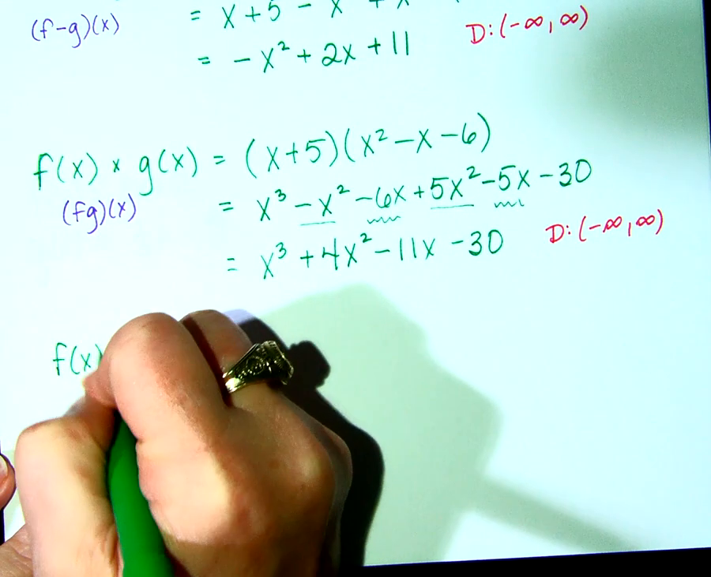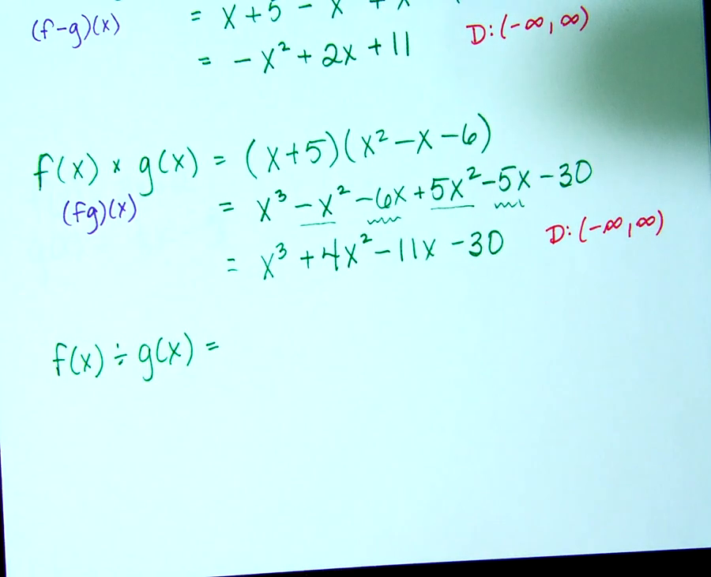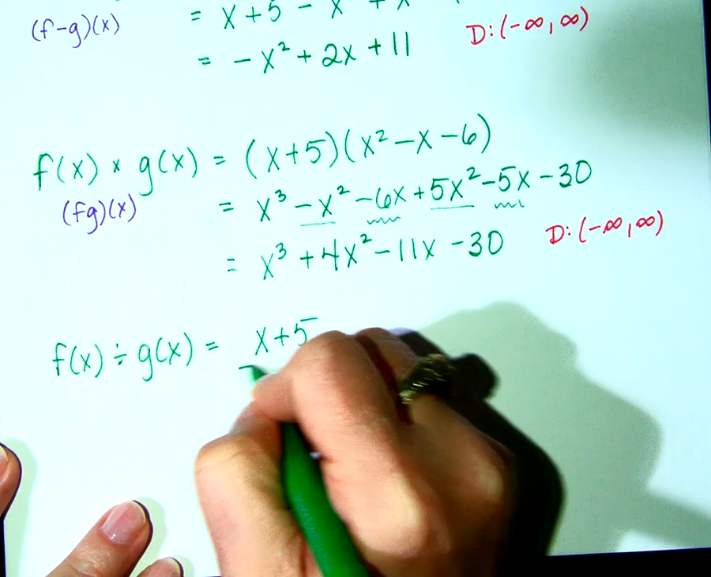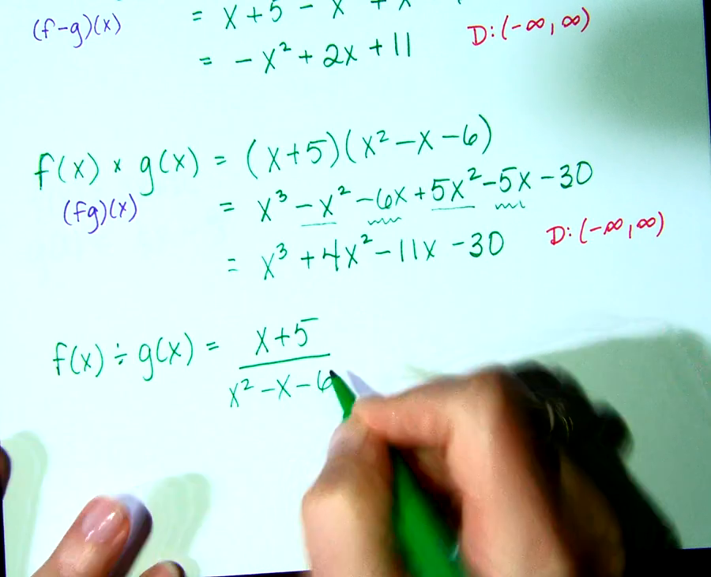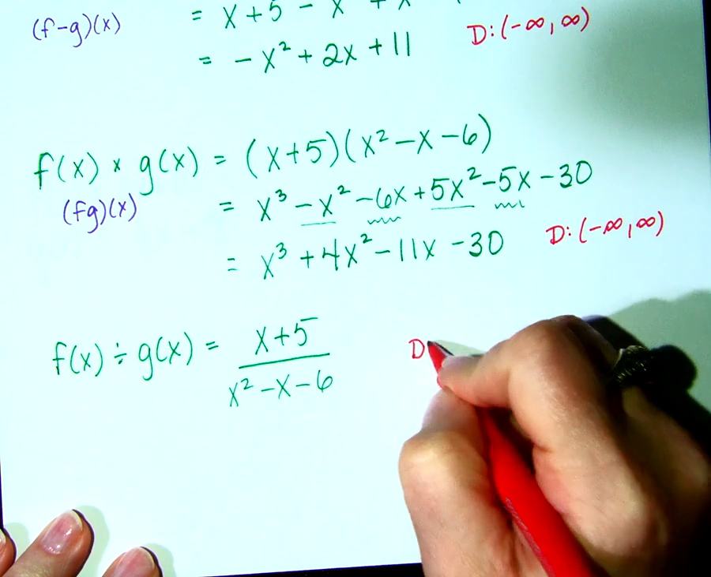So f of x divided by g of x. This is my favorite and not my favorite. Can I explain? Okay, f of x in this problem is x plus 5. In this problem, g of x is x squared minus x minus 6. Done. That's why it's my favorite. This is why it's not my favorite.